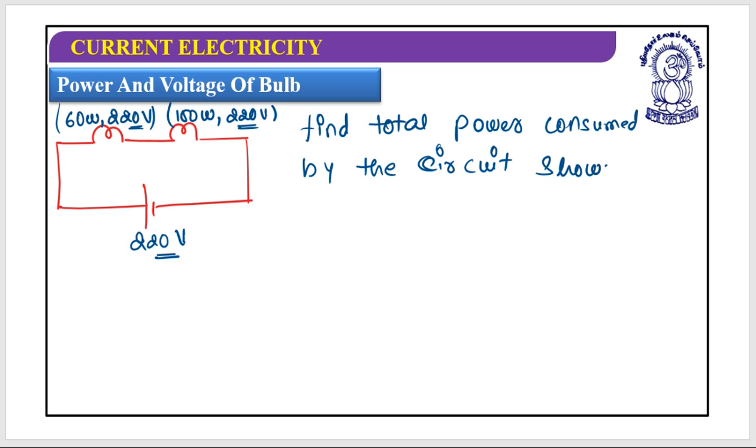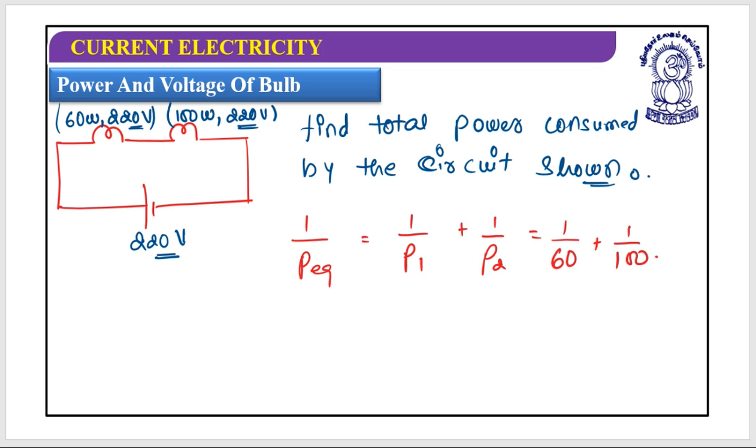So now what I know is that 1 by P equivalent can be written as 1 by P1 plus 1 by P2. Let's put in the values. It's 1 by 60 plus 1 by 100. Let's just try to get it done. It's 100 plus 60 divided by 100 into 60. So this is 160 divided by 100 into 60.